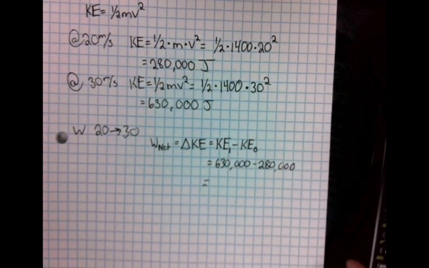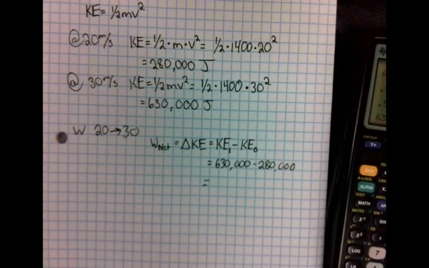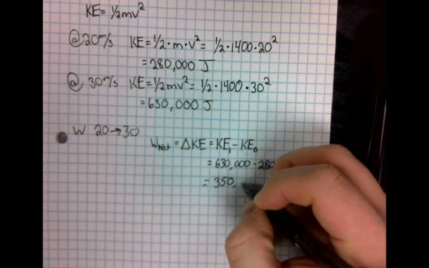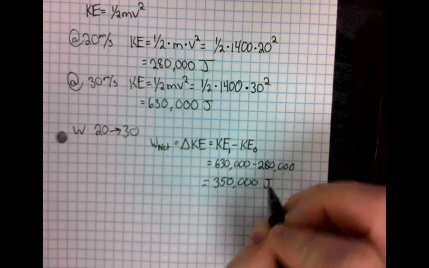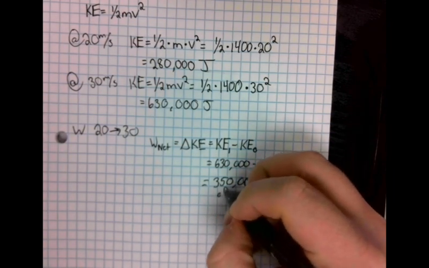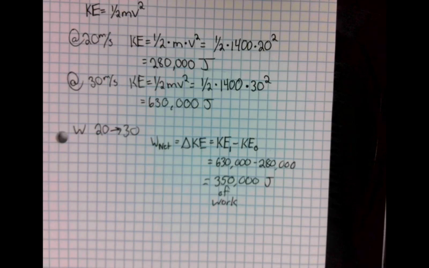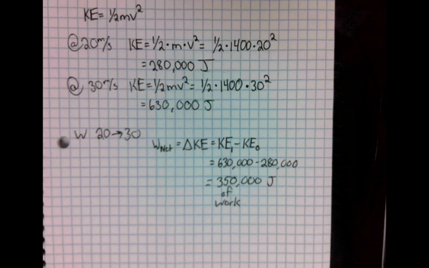So we're going to end up with 630,000 minus 280,000. We get 350,000 joules, again because this is in joules, of work. So in order to accelerate 10 meters per second faster, if your car weighs 1,400 kilograms, it's going to take you 350,000 joules of work. Gives you an idea that joules are pretty small here.